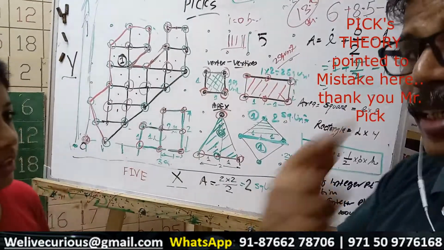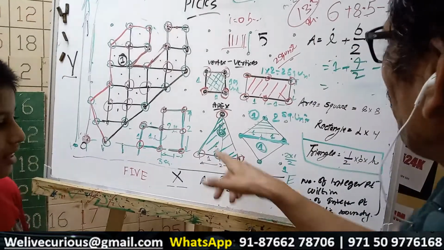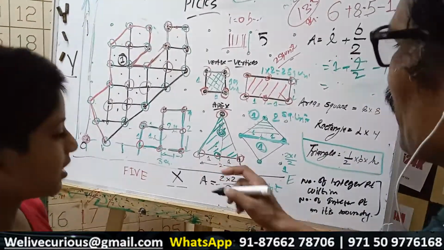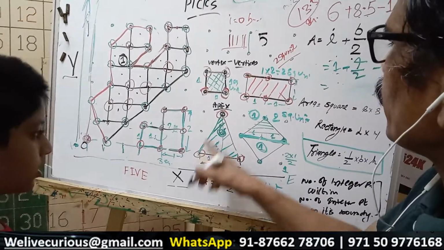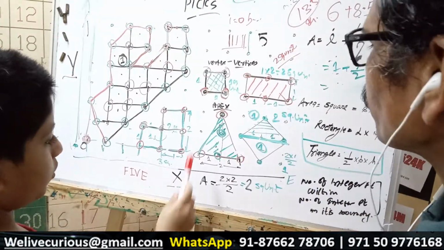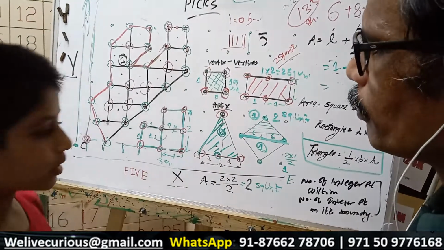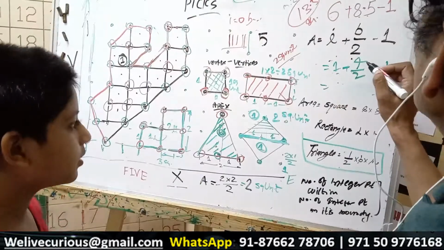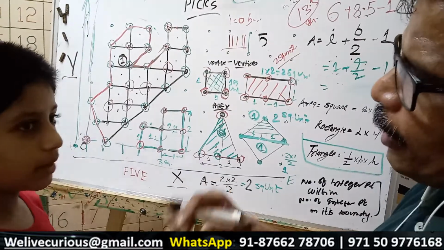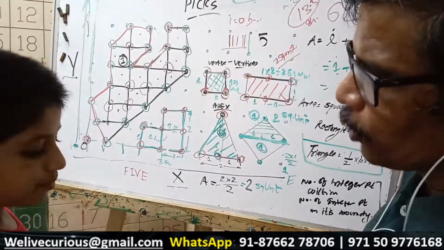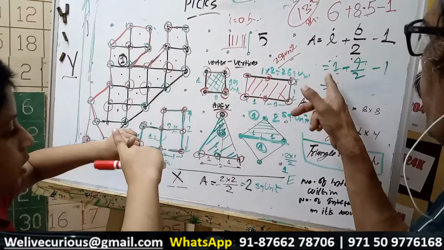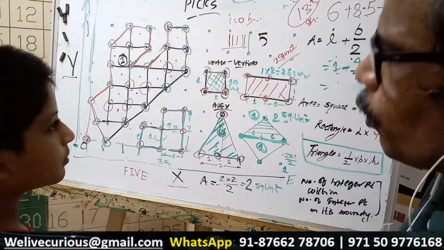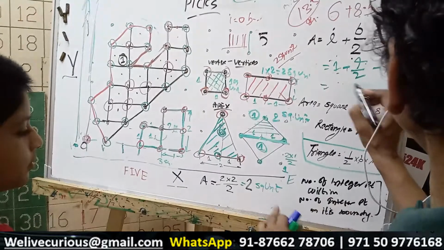Okay, give me how many internal points? Internal points is 1. So we wrote 1. How many border points? 1, 2, 3, and 4. 4 divided by 2, 4 border points, make it half, 2. Yes. Take away 1, that is 1. And then you add the internal points, 1. 2 square units is the area.